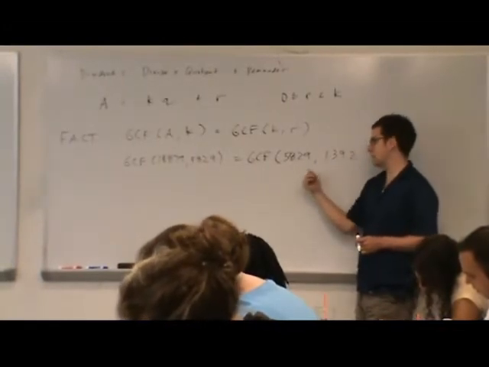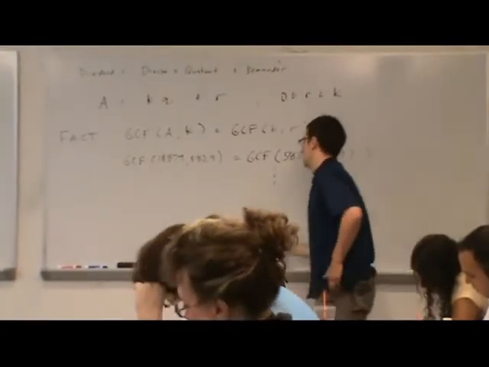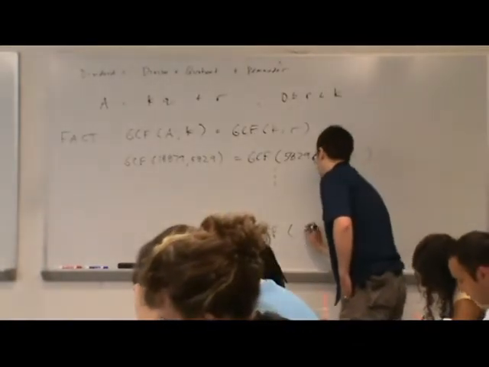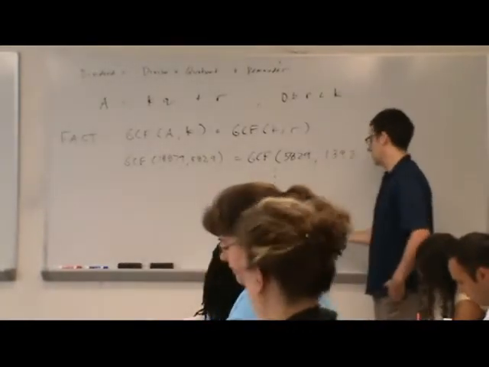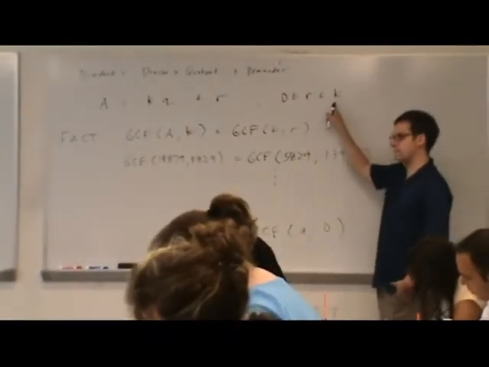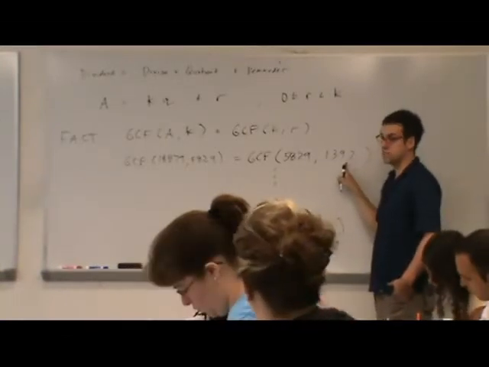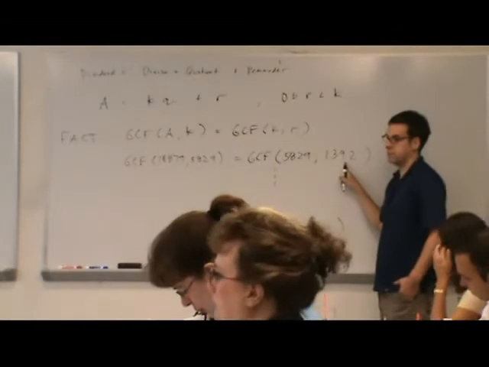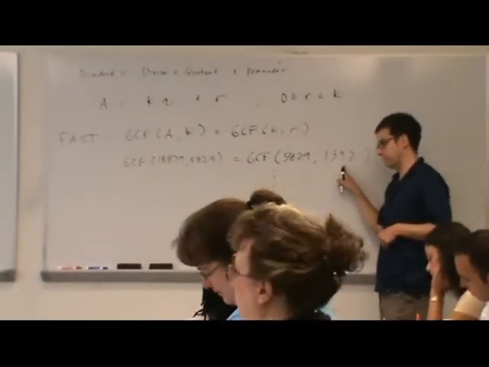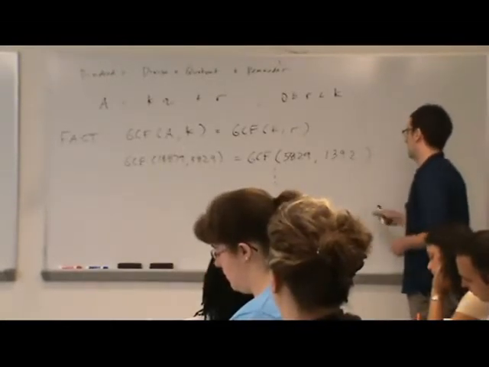And after a finite number of steps, could be 2 more steps, could be 20 more steps, you're going to get another equivalent problem where you get the GCF of some number A with 0. Because this remainder is strictly less than the divisor, right? So this remainder here always gets strictly smaller. So it has to be a finite number of steps. There's only a finite number of numbers between 1392 and 0. So it's not going to take 1,392 steps. Theoretically it could, but it's not going to.